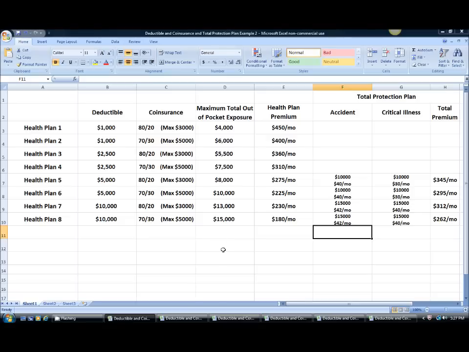Hopefully this was helpful to you to understand a health plan structure, specifically the deductible and the coinsurance and how they work, especially the coinsurance because it's probably the least understood aspect of health plans out there in my experience, and then also how the total protection plan can supplement the health plan and help you to get better coverage at a lower cost.